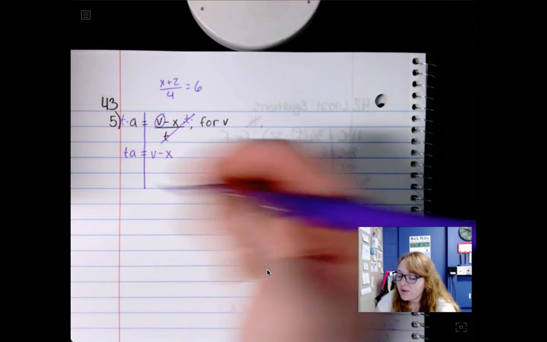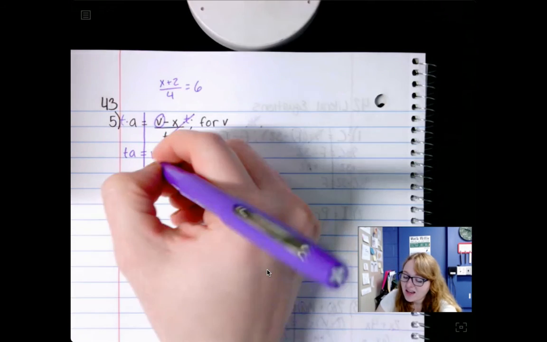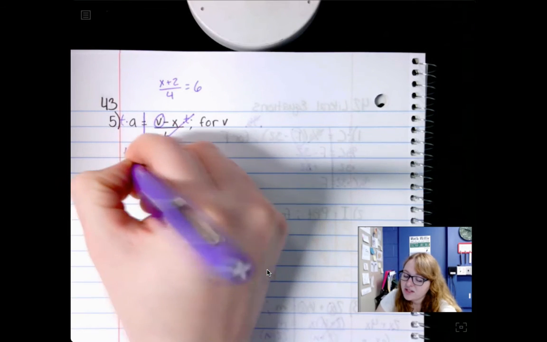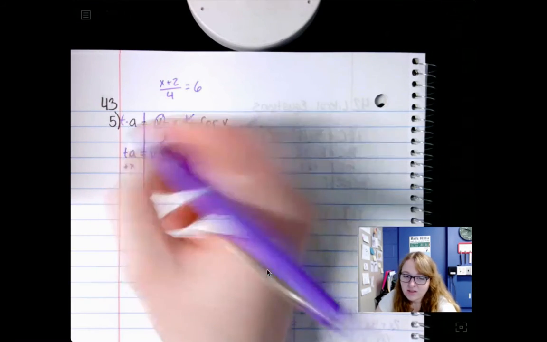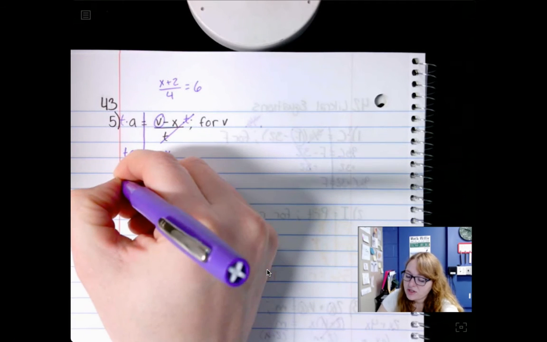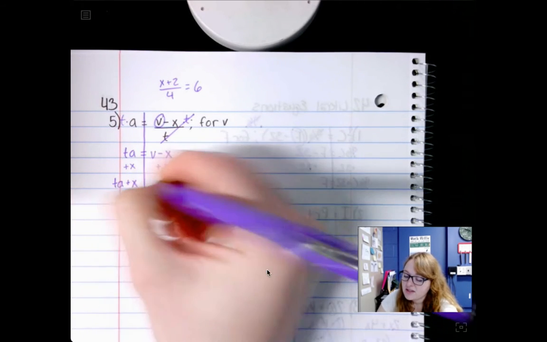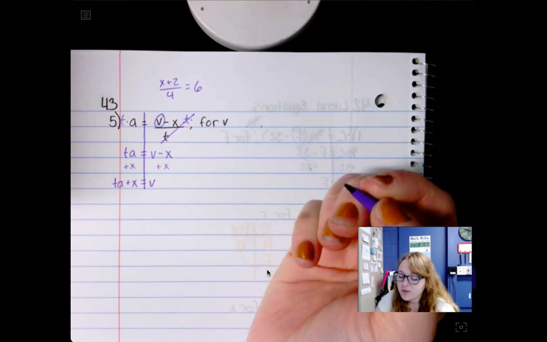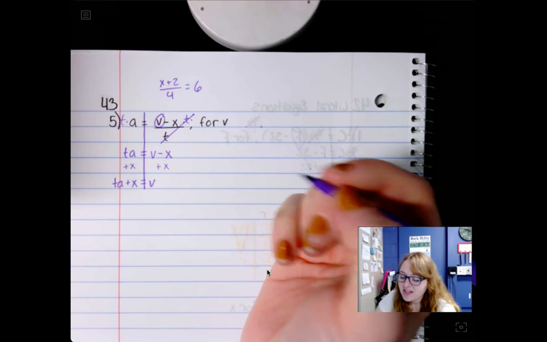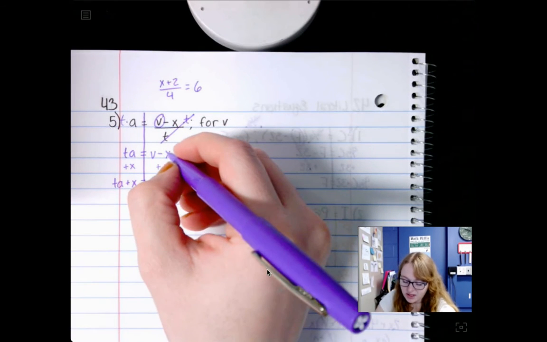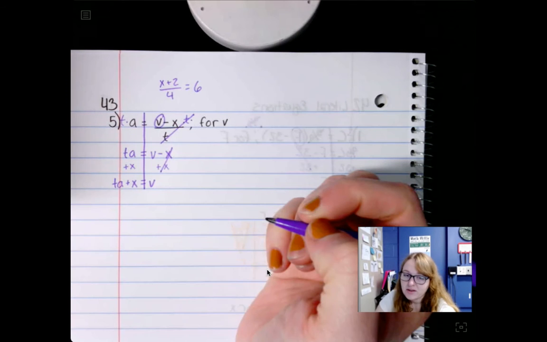Now to solve for v, we have to get rid of that x. Since it is negative, we're going to add x once on each side of the equal sign. Since t, a, and x, none of those are like terms, we're just going to write them right next to each other. Ta plus x. Bring down our v because we did not add or subtract anything from that. And negative x plus x, those are going to cancel because they go to 0.